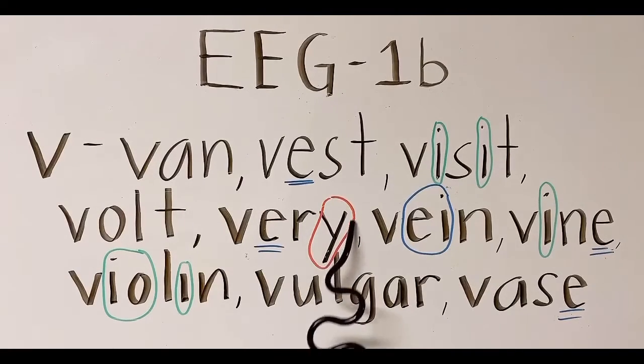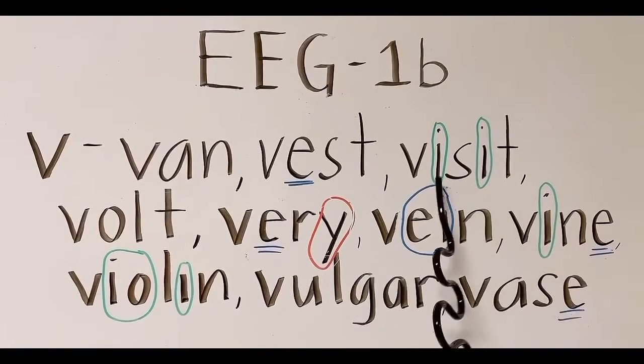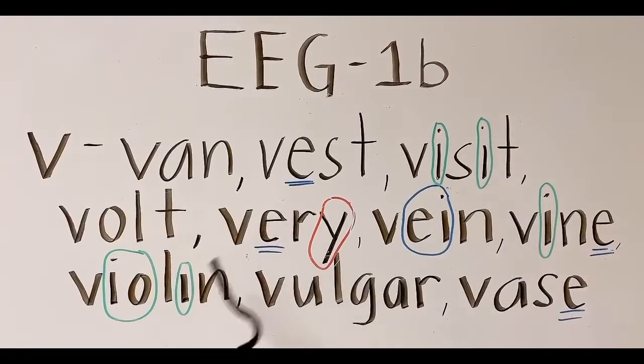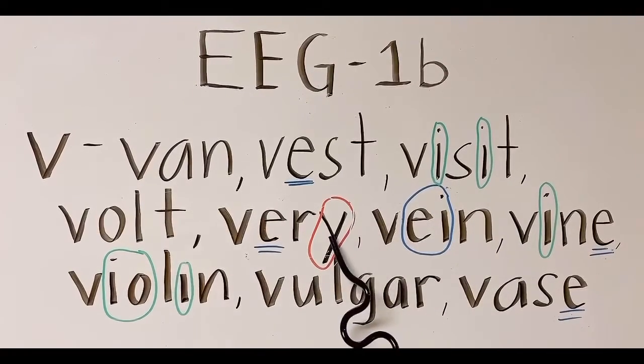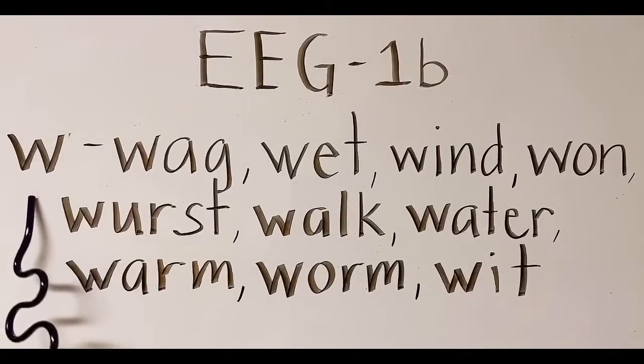The sound of letter Y is the same as the sound of I. Okay. Letter Y is also I. That's why we read this very. Very. Okay. Y. But the sound is I. Very. Okay. Good. Okay. Next is the letter W.